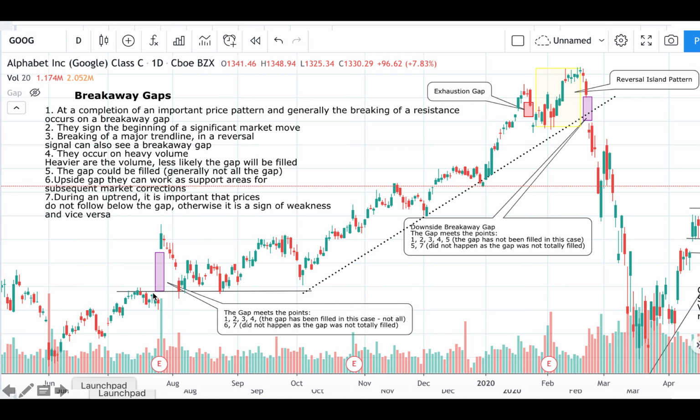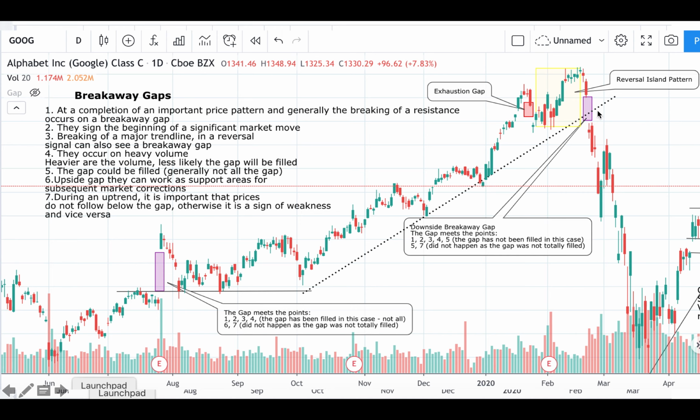So how can we use it to predict the prices? It's easy. Why not use it? This one can work as support. Perfect, it worked perfectly as support for the subsequent market corrections. So amazing.